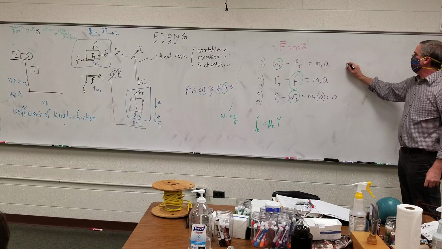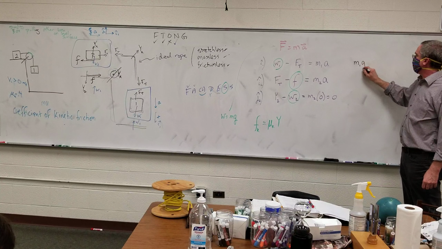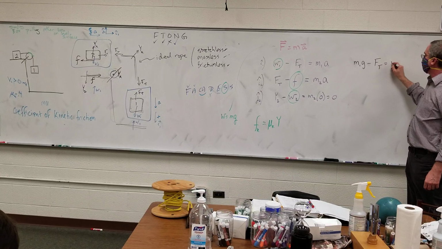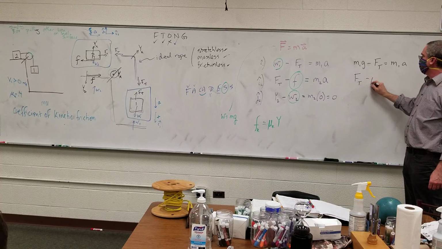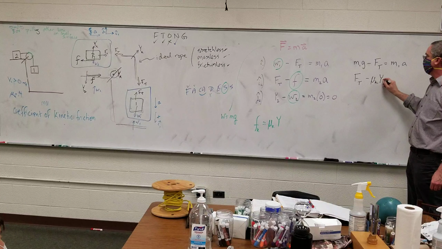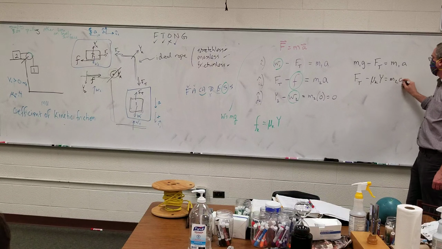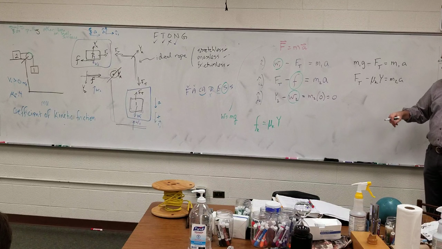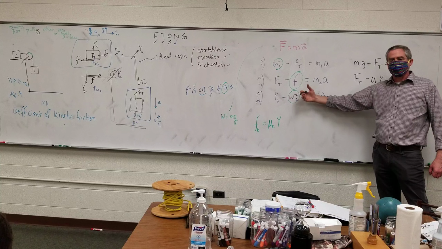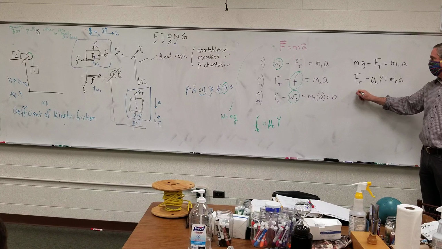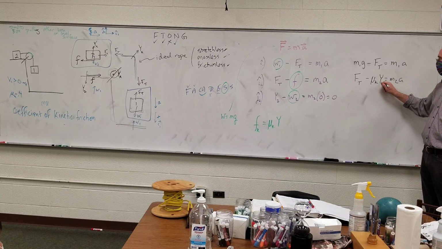So my formulas now become M1g minus tension is equal to M1a. Tension minus mu k N is equal to M2a. And I'm going to do two things at once over here in the third equation. I'm going to make the substitution, and I'm just going to go ahead and bring weight over to the other side. Ooh, this should be N2.